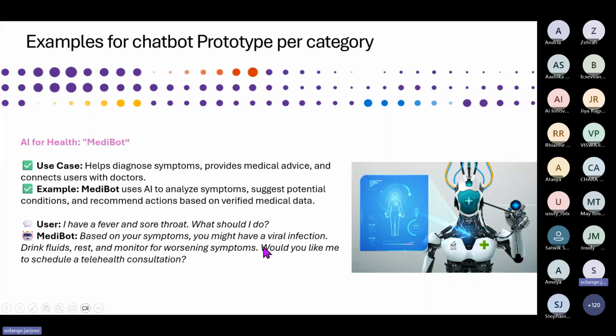You have to add an action in your chatbot. Don't make it just informative by just giving information, but also try to have more actions. So here the action: would you like me to schedule a telehealth consultation, for example? Or anything related in this regard. So this is an example of a chatbot under the category of health. I named it MediBot, and it's able to diagnose my symptoms, and based on the symptoms, it tells me what to do, maybe to drink fluids, rest, and monitor. And then it asks me whether it can assist by scheduling an appointment with a consultant. Okay, perfect.